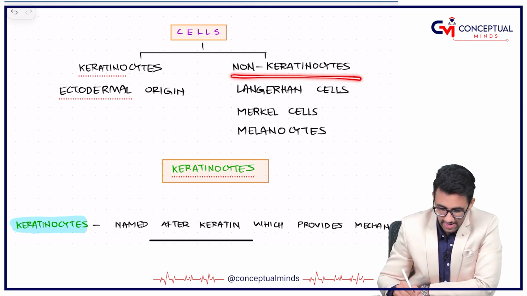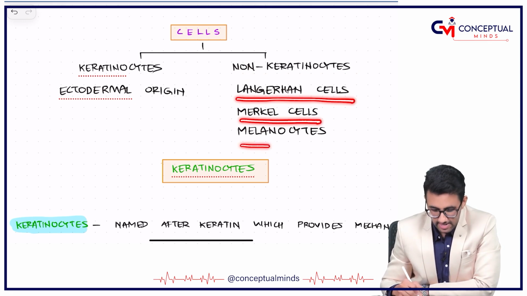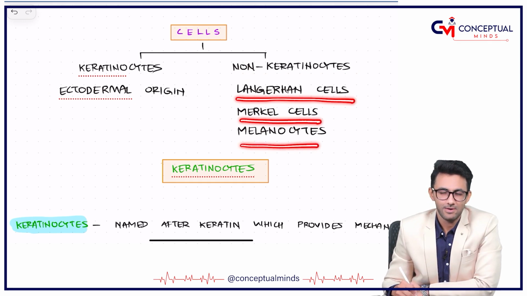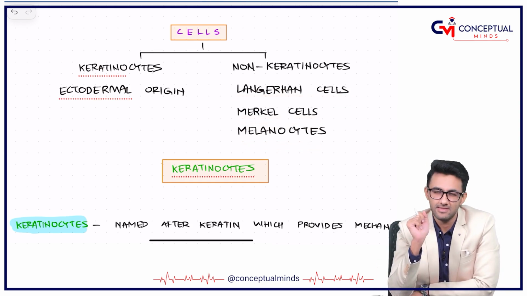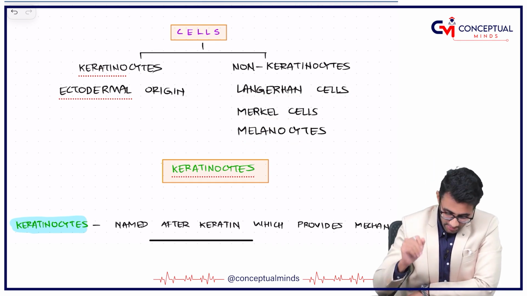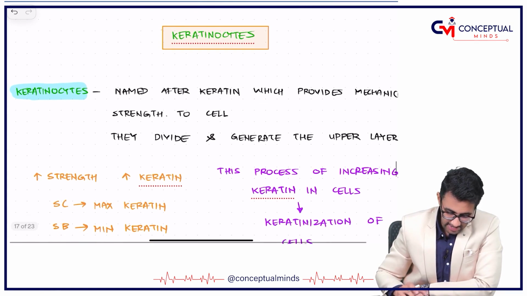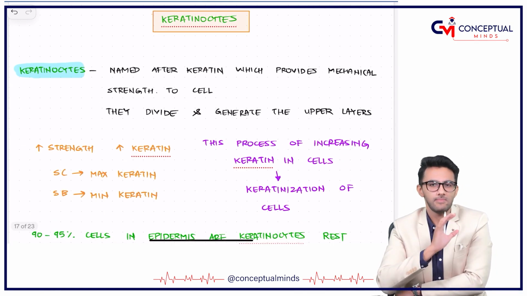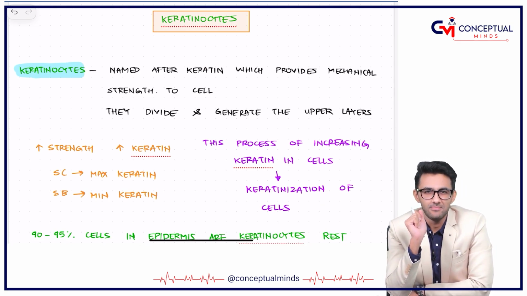Yes, and the non-keratinocytes are the Langerhans cells, Merkel cells, and melanocytes. Okay, so this is just a differentiation, right? So we already know about 4 types of cells. First we start with keratinocytes, and in this we will be talking about a very good concept called keratinization. Okay, so let us start.